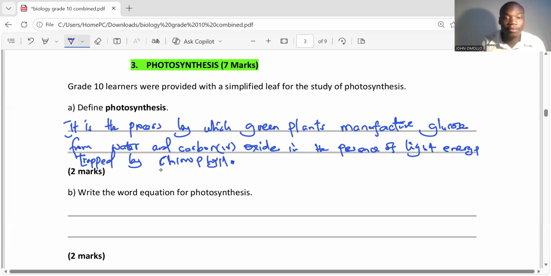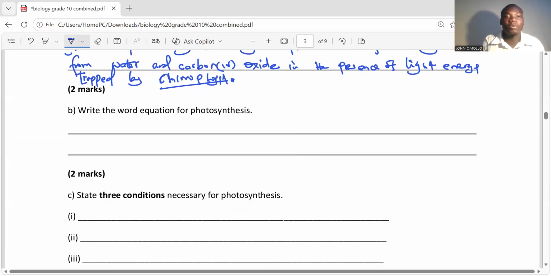So it is the chlorophyll, the green coloring matter, the green pigment within the leaf that traps light energy during the day. It takes place during the day. And where specifically in the chloroplast does this trapping of light take place? It takes place within the grana of a chloroplast during the day. So water and carbon dioxide are needed for this process of photosynthesis and light energy, which is trapped by chlorophyll. So it is the process by which green plants manufacture glucose from water and carbon dioxide in the presence of light energy trapped by chlorophyll. Very mature definition.